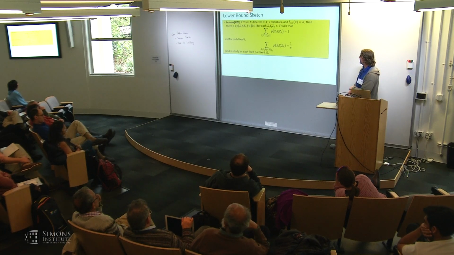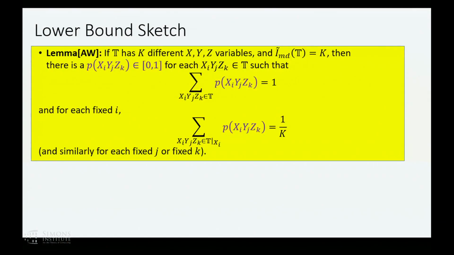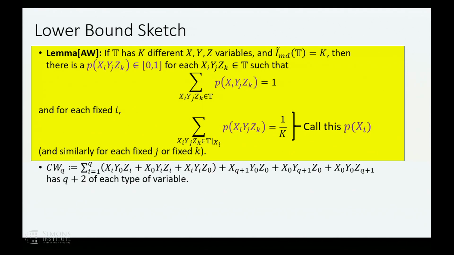And then from here, it's actually really easy to see that the Coppersmith Winograd tensor cannot have a probability distribution like this. I'll call this P of xi, just the sum of the probabilities assigned to variable xi. So here's the Coppersmith Winograd tensor again. It has q plus 2 of each type of variable. And I'm only going to need to look at these last two terms to show that it can't have this distribution. If we look at this second to last term here, it's the only term in the tensor that has yq plus 1 in it.